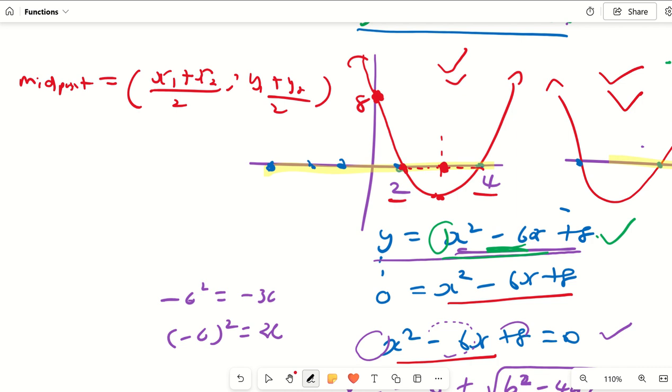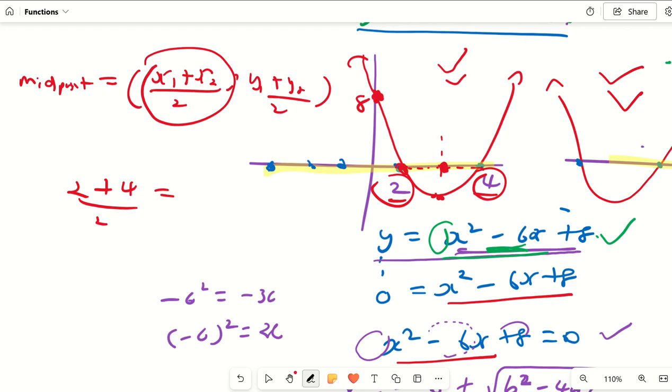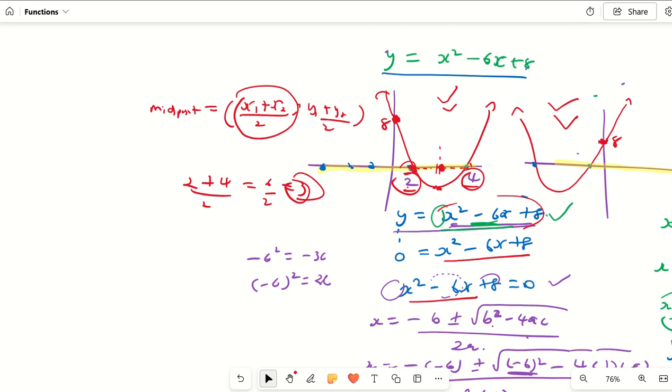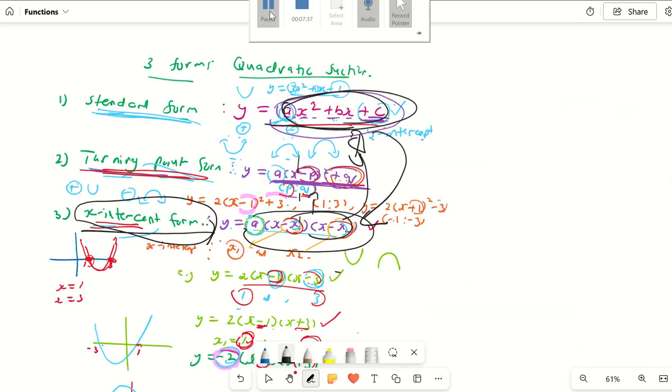Then obviously we're just interested in the x, so just take this part here. So x1 will be the 2 plus your x2 will be the 4, over 2, gives you 6 over 2, which is just 3. So this is another way for you to find the x-coordinate of the turning point if you've got the x-intercepts, and then you can substitute it into the original to get the y-coordinate.